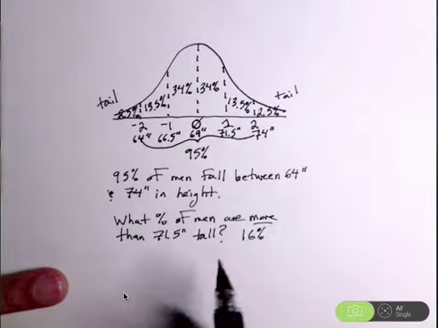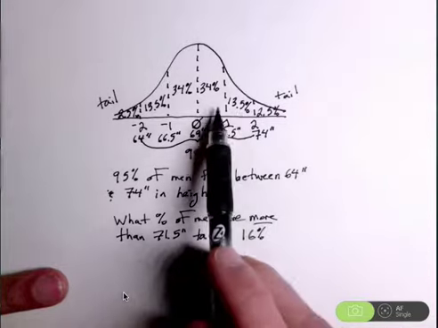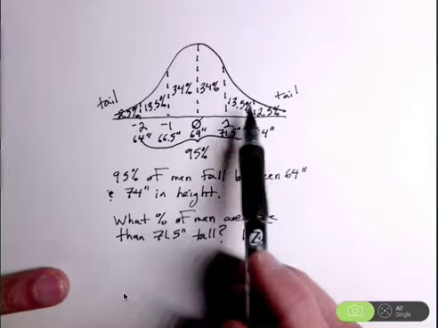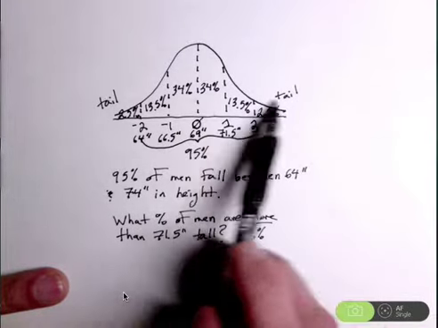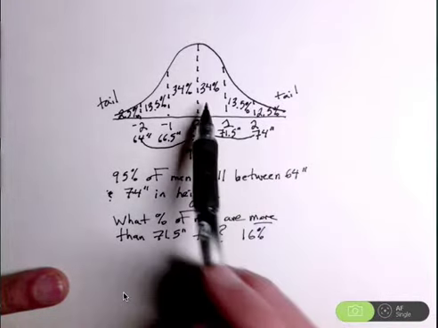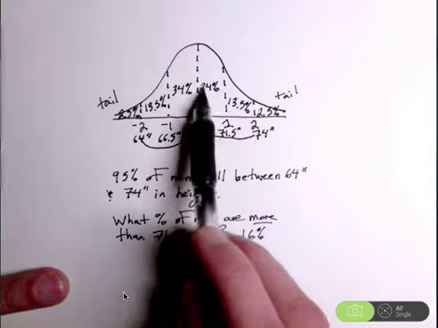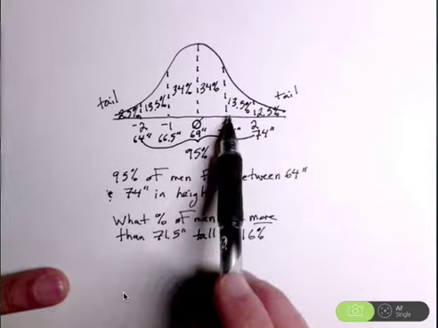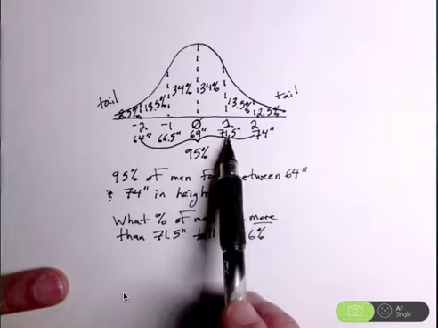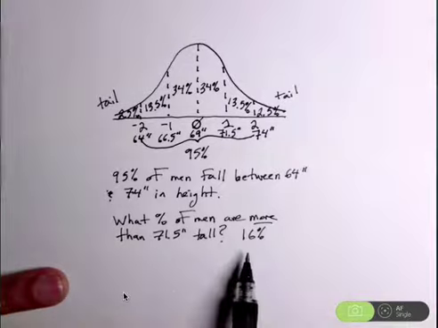Of course, another, I suppose, cheaper way to figure that out, instead of adding these two together, I know that half of men, so half of our observations are above the mean, that's 50%. If I take away the 34% that I don't want, 50 minus 34 is 16%, and that will give me the percentage of men that are 71.5 inches tall or taller, 16%.